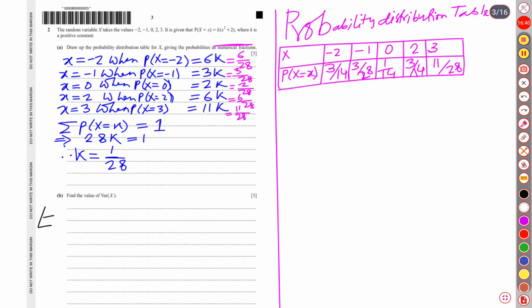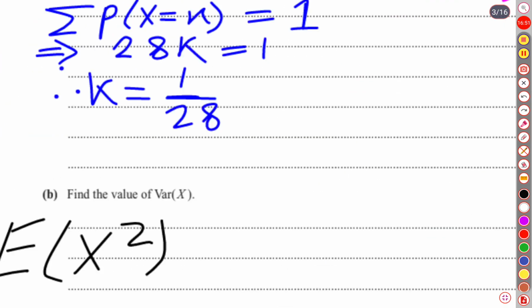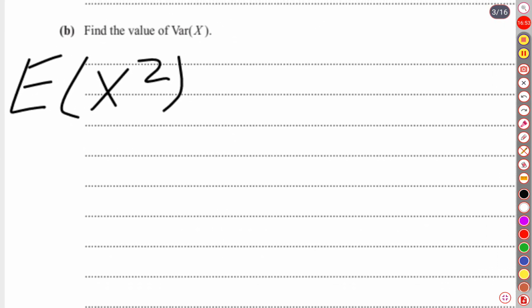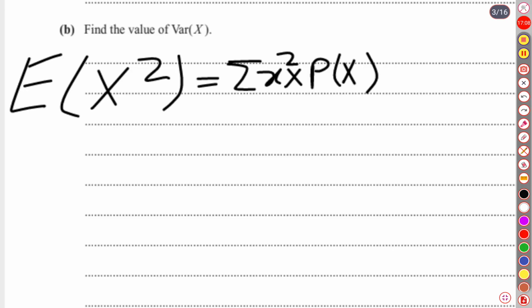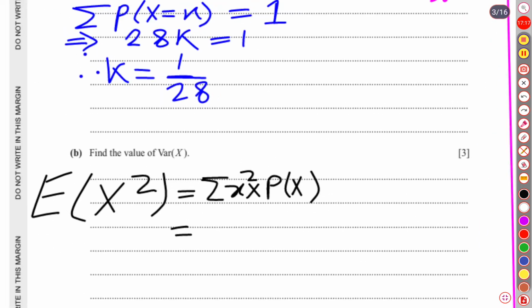E of x squared. And what is the formula for E of x squared? E of x squared is, I think I should zoom it out. E of x squared is equal to the sum of x squared into P of x, into probability. Okay, so we are going to write x squared and P of x. Let us see from the distribution table.